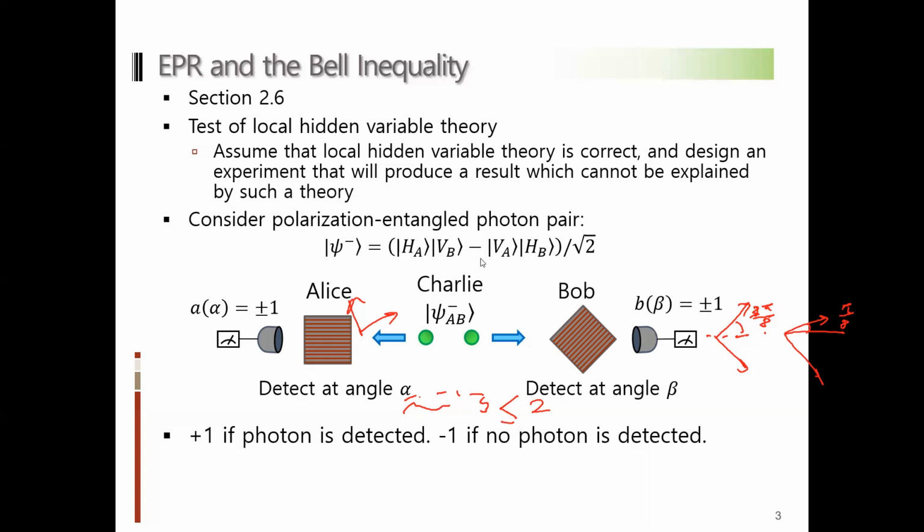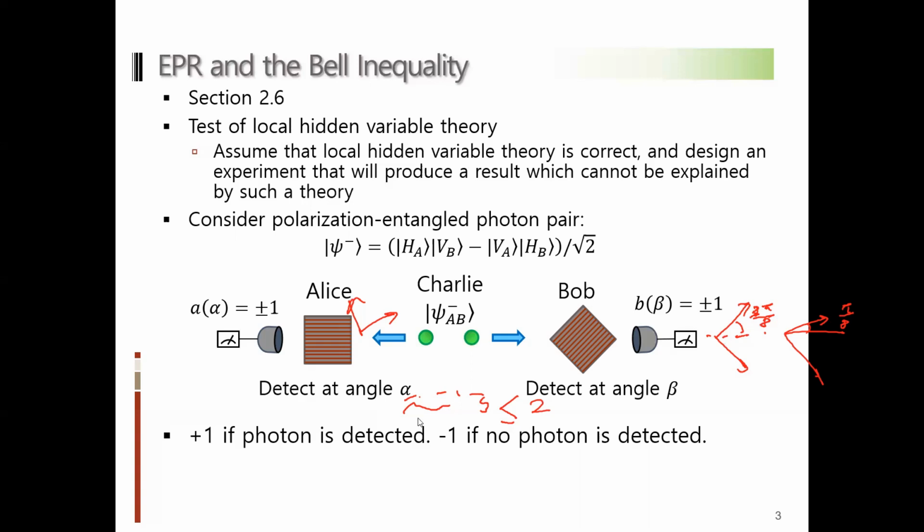Then if people can create some kind of special quantum state like this one, and then if you calculate the expected value, or if you actually do the experiment, then you can obtain some value which is larger than 2. Then you can disprove, or prove that the local hidden variable theory is not correct. So that's what I'm going to explain.